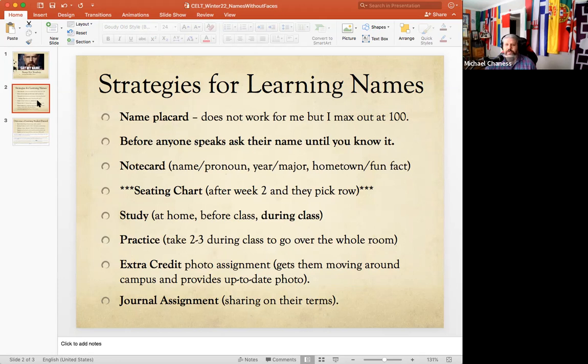So what are some basic strategies for learning your students' names? First is the name placard. I'm sure you're all familiar with this. It's just like Zoom. Somebody takes out a placard and puts it on their desk so you know what their name is. This doesn't work for me. It'll work for some of you. I'm sure in one of the big classes, the 300 or 350 person classes, that's going to be maybe your only ability to call students by name throughout the semester.